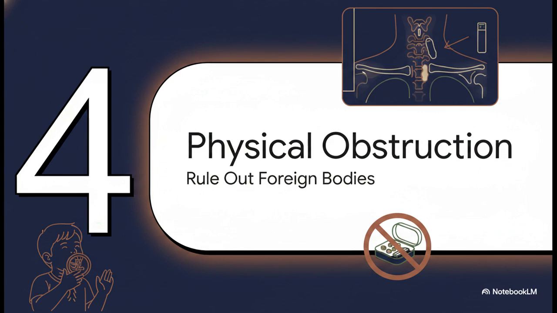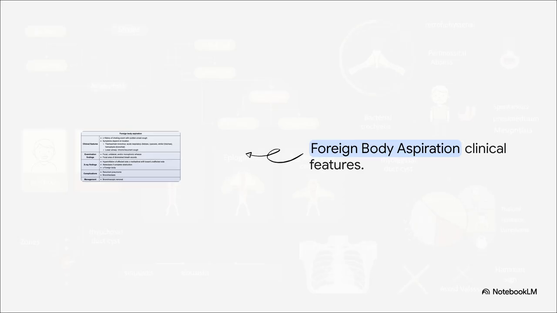Section 4. Physical obstruction. Ruling out foreign bodies. All right, let's look at foreign body aspiration. The classic story is a sudden onset of choking, followed by focal, unilateral wheezing and diminished breath sounds on the affected side. Due to the anatomy of our bronchial tree, the aspirated object most often ends up down in the right mainstem bronchus. If you percuss the chest, you might even find hyperresonance over the hyperexpanded lung on that specific side.